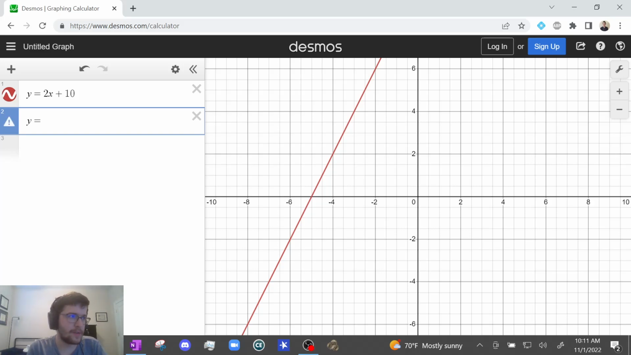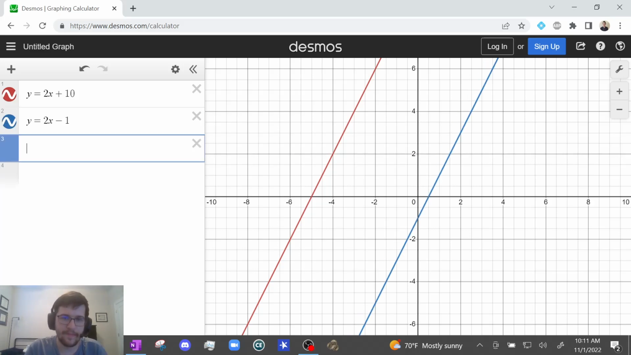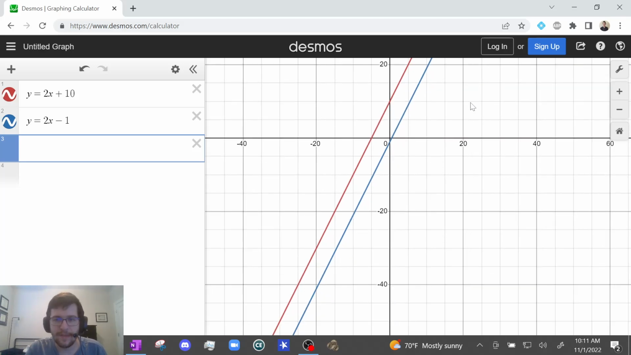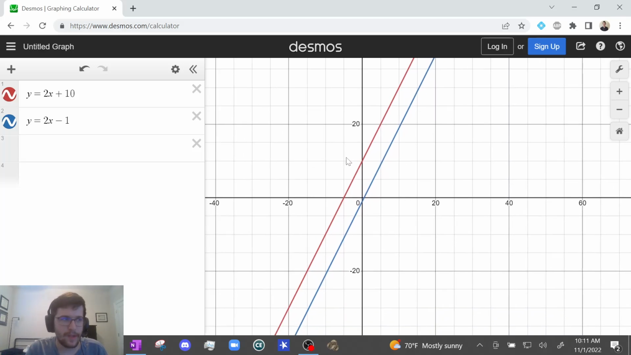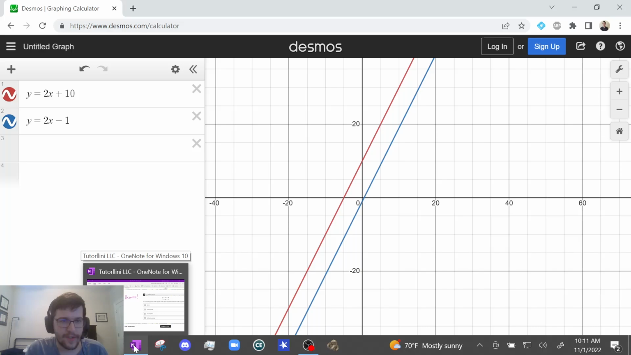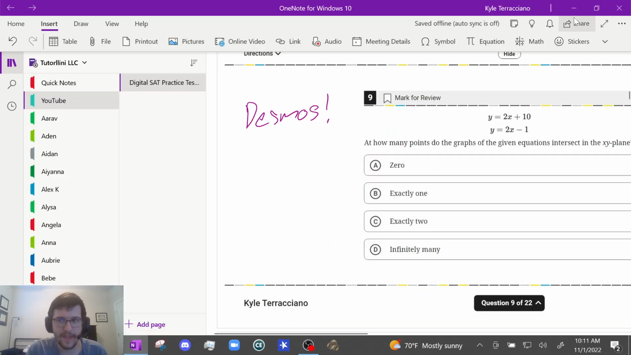And y equals 2x minus 1. And as you can see, the solutions, or how many points it intersects, you see it never intersects. So it intersects 0 times. So that is the answer. These are parallel, so they never cross. So they intersect 0 times.